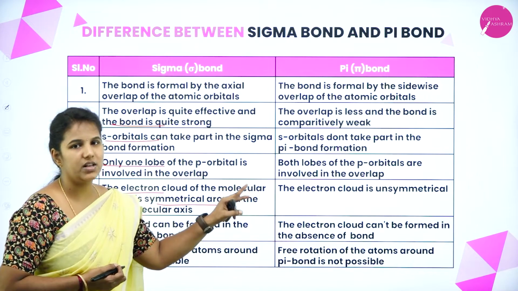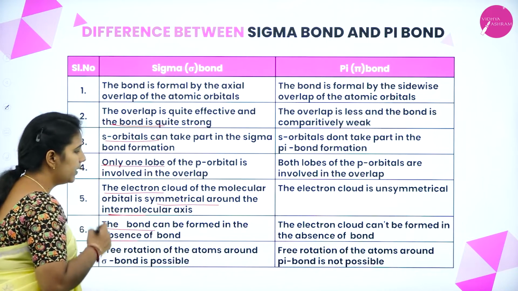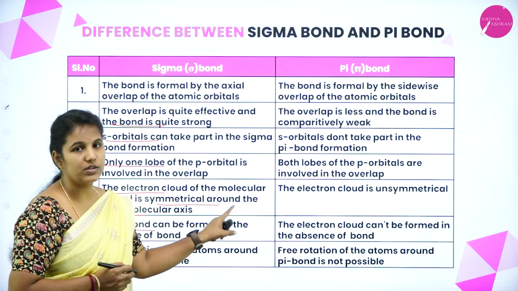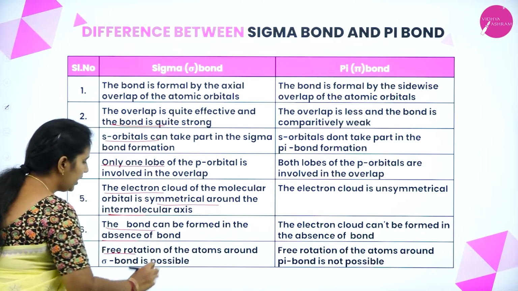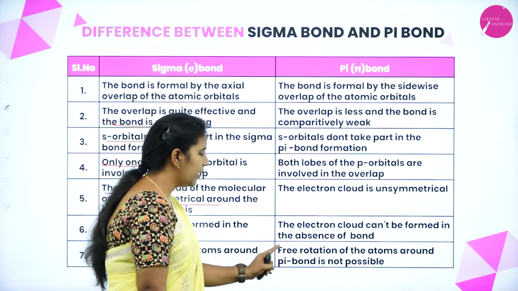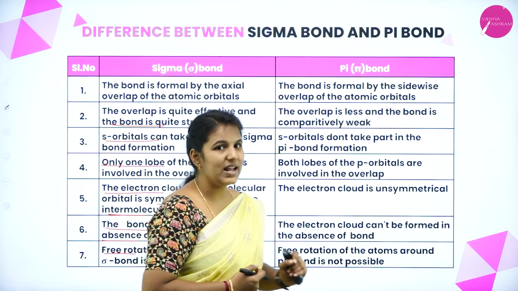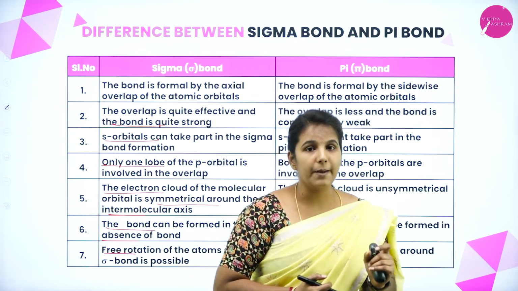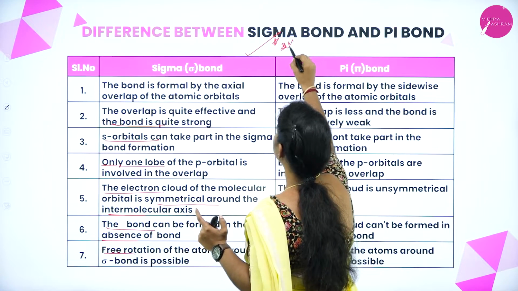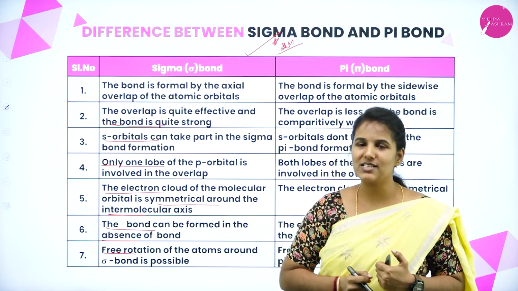Sigma bonds can be formed in the absence of a pi bond, but pi bonds are not formed in the absence of a sigma bond. This is very, very important. Free rotation of atoms around sigma bonds is possible, but free rotation of atoms around the pi bond is not possible. This is how we can easily understand the differences between the pi bond and sigma bond. From the examination point of view, it will be asked for 2 marks, and again it is very important. Hope you all understood the differences.